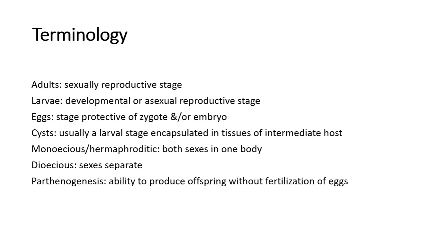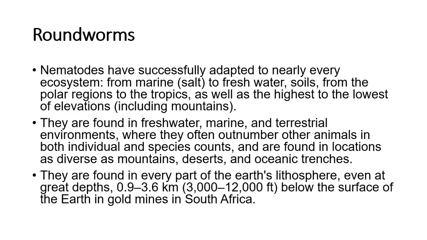When we look at some of the terminology, you have to realize the adults are the sexually reproductive stage sometimes, and the larvae are the younger developmental stages or asexual stage. They usually produce eggs, and then when they get into a system, they can be encapsulated and form cysts. Some of these guys are hermaphrodites, both sexes in one body. Some of them have separate sexes, and some of them have the ability to produce offspring without fertilizing any eggs. So they have a wide variety of ways of reproducing.